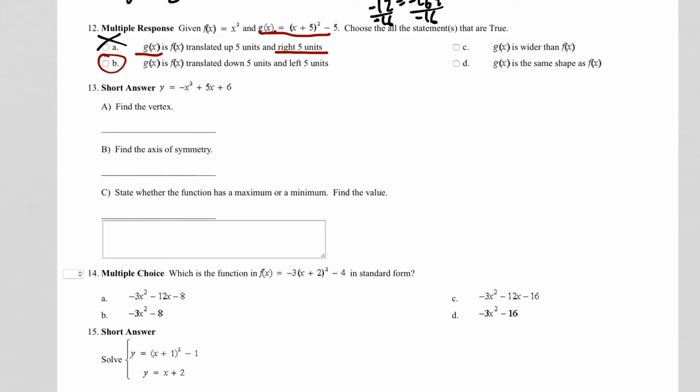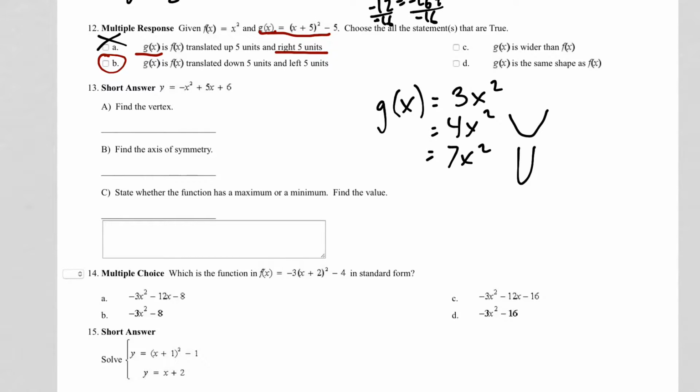Alright, let's look at C. G of x is wider than f of x. Now, how do we determine that? By the A term, remember? So, for example, the bigger the A term, let's say it's 3x squared, or 4x squared, or 7x squared, the more it stretches, when we stretch it vertically. So 7x squared looks like that. 4x squared might look like that. And 3x squared might look like that, right? So when it says wider, it means this, which means that the A term should be smaller and smaller and smaller. For something to be wider, the A term should be smaller.